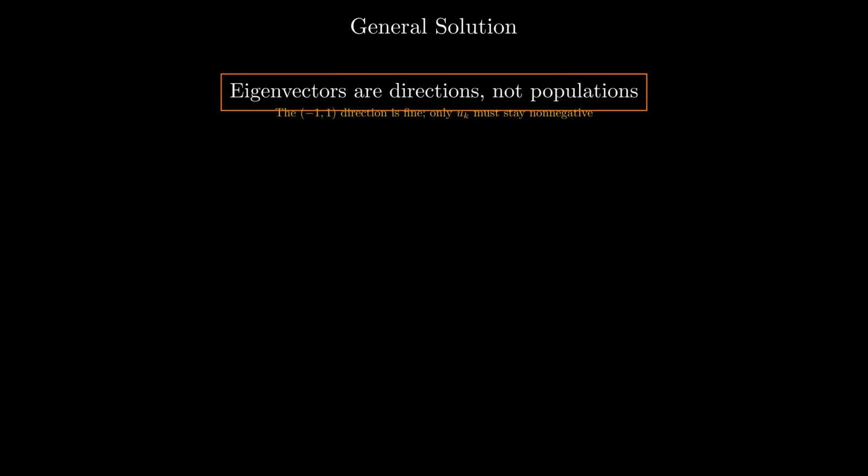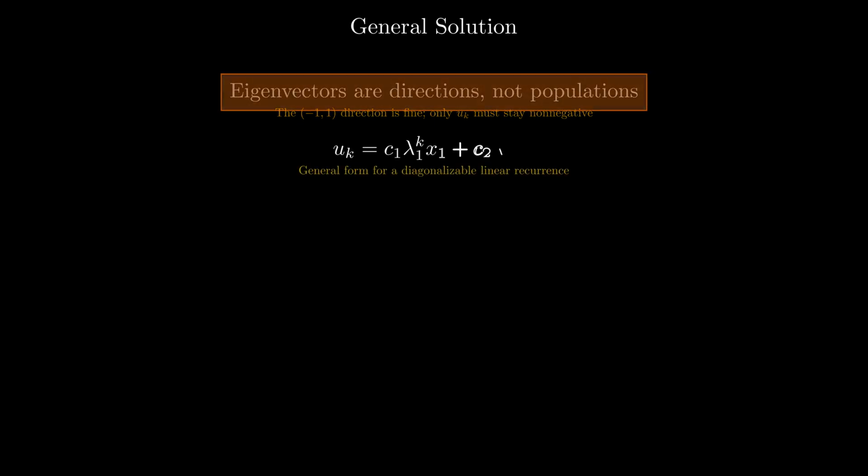Pause for a moment on that negative 1 in the second eigenvector. Does a negative population make sense? Of course not. But here's the key idea. The eigenvector isn't a population by itself. It's a direction in solution space. Our actual population vector, u sub k, is a combination of both eigenvectors, and that combination always stays non-negative. The negative entries cancel out properly when we add the pieces together. Now let's write down the general solution.